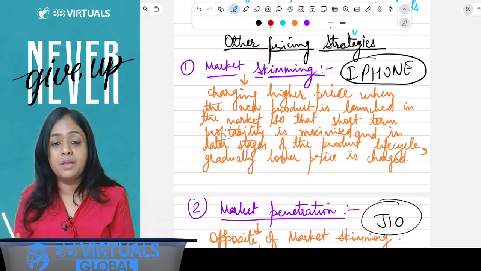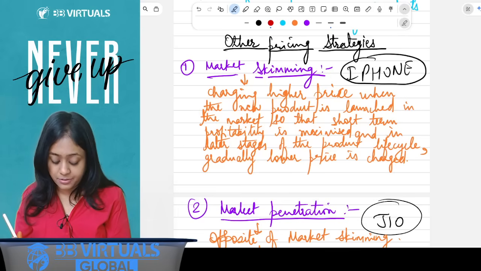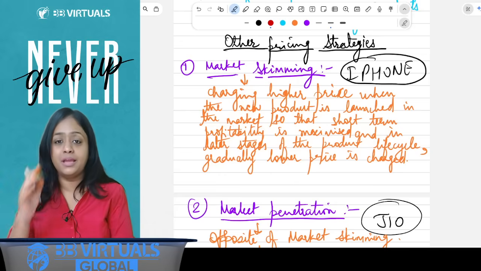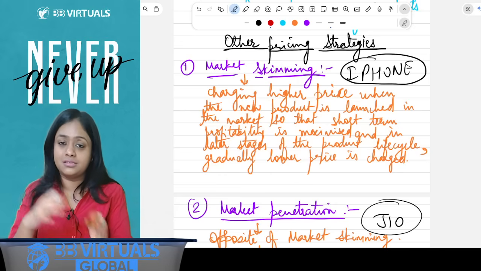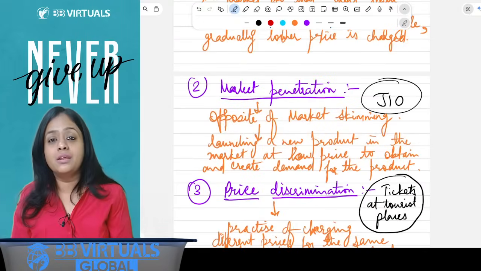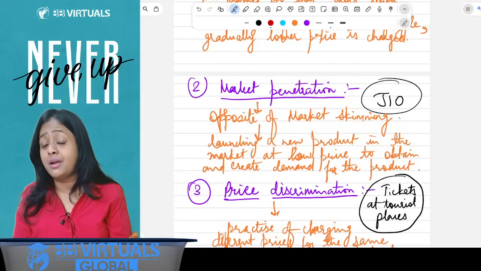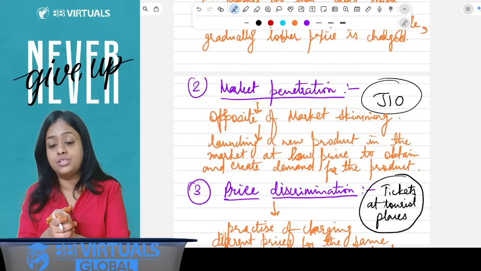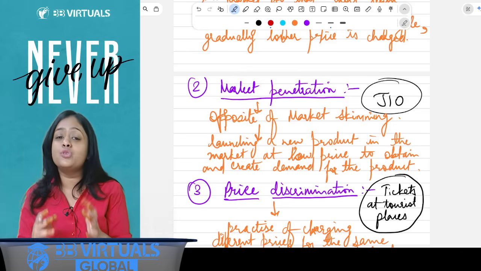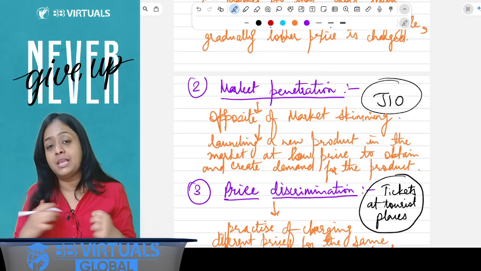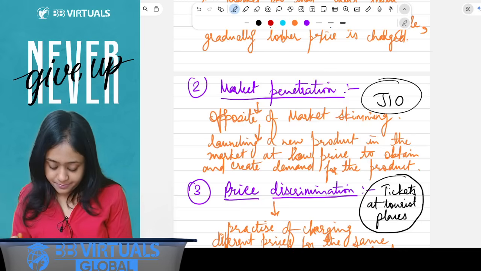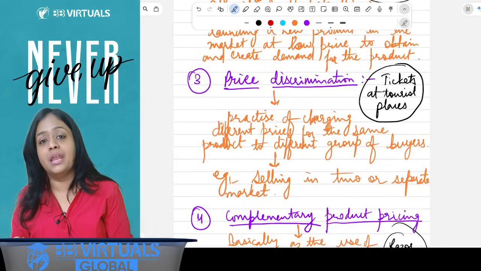So it is aiming for short-term profit maximization, and in the later stages the price gets reduced and stabilized, and the profit gets calculated accordingly in the later stages. Market penetration is like Jio, where you enter the market with a very low price to grab the market share, probably giving very tough competition to the competitors. So the aim is not to earn profits early in the life cycle, but to spread them throughout the life cycle by increasing the number of units. So they enter the market at a low price.